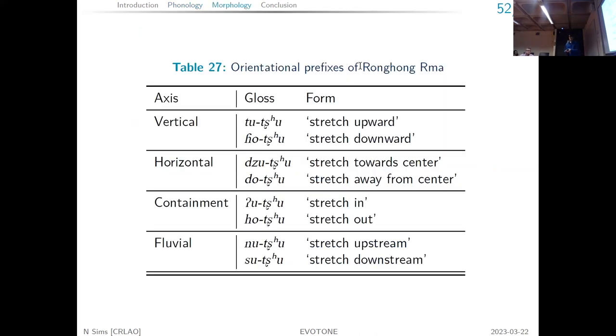All right, so now I have the rest of this to talk a little bit about the non-phonology portion, which can be more exciting. There's these prefixes in Rma that go with verbs, and you have to say them. So this is a typical inventory of these prefixes where there's eight, and you have up and down, towards and away from a center, in and out of something, and then upriver and downriver. So we'll kind of talk a little bit more about these and how they work.